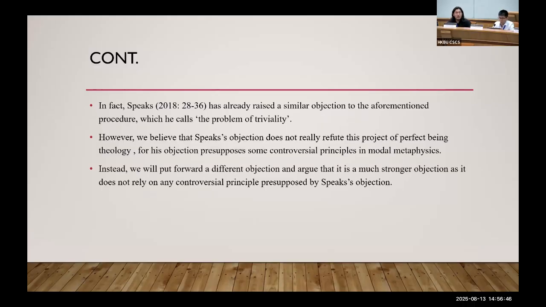In fact, Jeffrey Speaks has already raised a similar objection to the method mentioned, which he calls the problem of triviality. However, we believe that Speaks' objection does not really reflect this project, for his objection presupposes some controversial principles in modal metaphysics. Instead, we will put forward a different objection and argue that it's a much stronger objection, as it does not rely on any controversial principle presupposed by Speaks' objection.